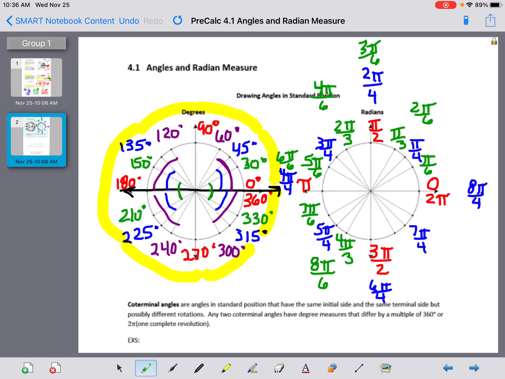I add another, I'm at 9 pi over 6, which simplifies down to 3 pi over 2. I add another, it's 10 pi over 6, because I added another pi over 6, which simplifies down to 5 pi over 3. And finally, I add one more pi over 6, and I'm at 11 pi over 6, which doesn't simplify. If I add one more, I'm at 12 pi over 6, which is the same as 2 pi, and I'm around my circle.